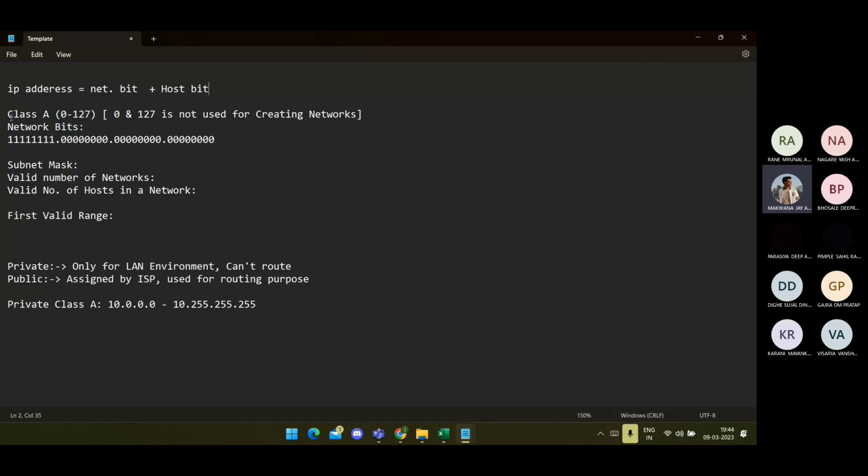Okay, so for class A, we have the first octet fixed for the network bits and the other 3 octets are used for host bits. So there are 24 bits used for host and 8 bits used for network, right? So how to calculate the subnet mask for that, we will see. A class uses the subnet of 8.